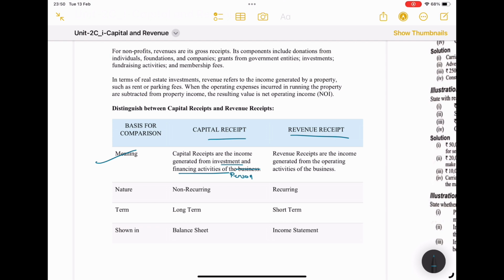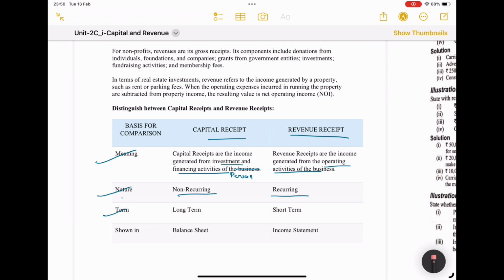Revenue receipts are the income generated from operating activities of the business. See, I told you, nature: non-recurring in nature and recurring in nature. The term of keeping an asset is long term. Okay, here it is short term. So always keep that in mind.